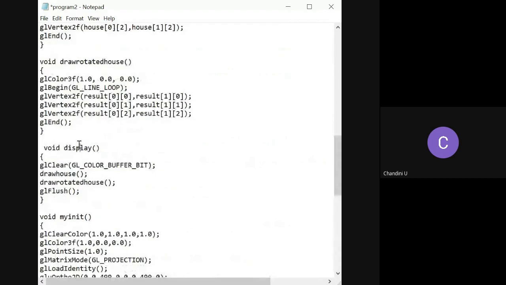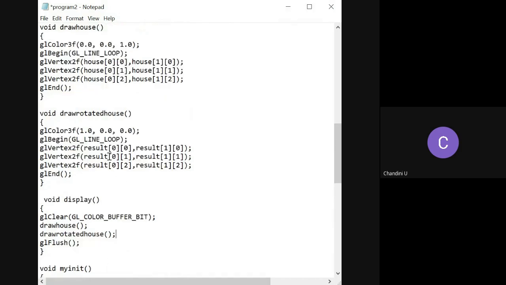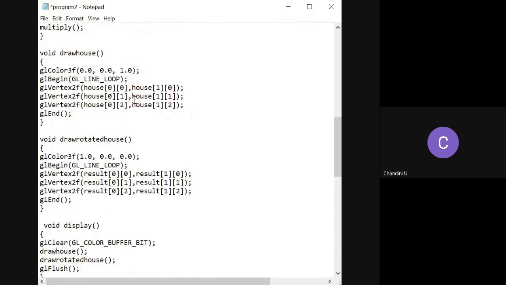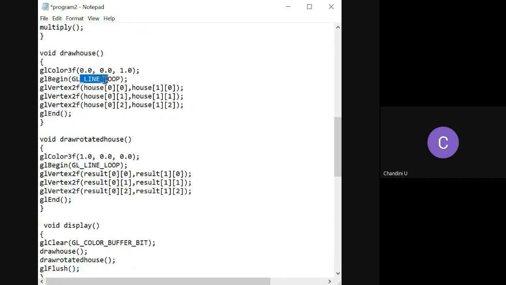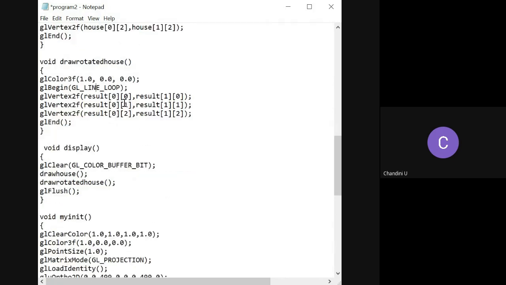Now when you move to the display function, you have to set the color. Then you go to draw house and draw rotated house. So draw house is nothing but the original object display. Rotated house is nothing but the rotated object display. So you go to draw house. There you have to pick the values from your original object matrix, that is house. Now for rotated house, you have to pick the values from the result matrix. In either case, you have to use the symbolic constant GL_LINE_LOOP, since this is a polygon, triangle is a polygon, right?